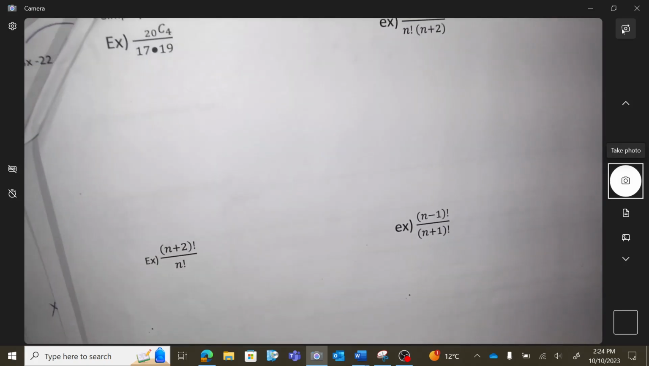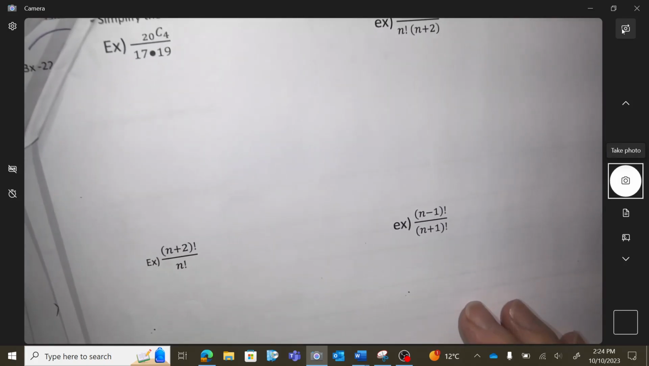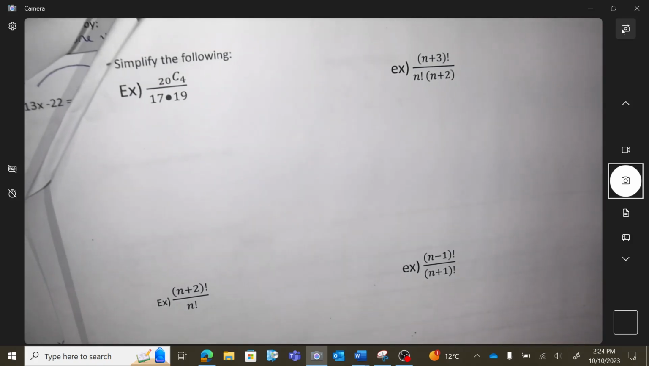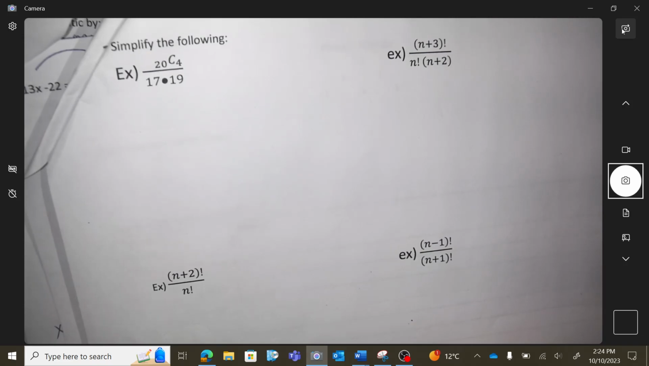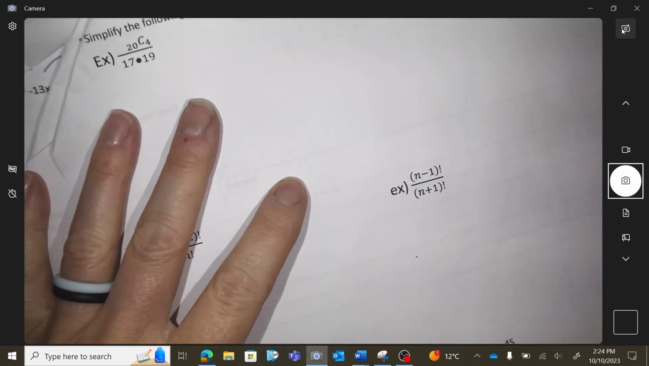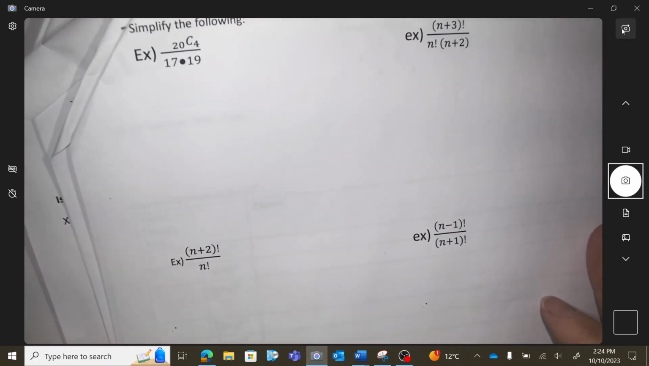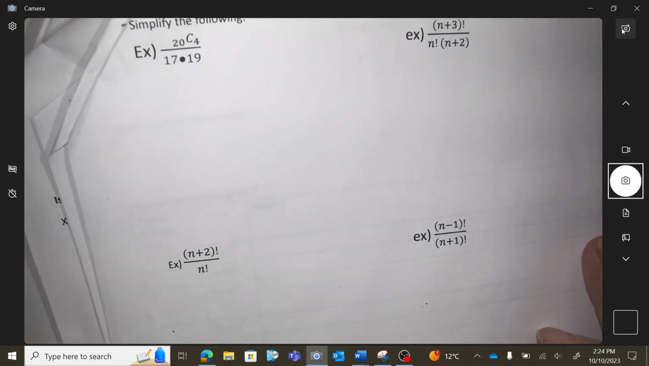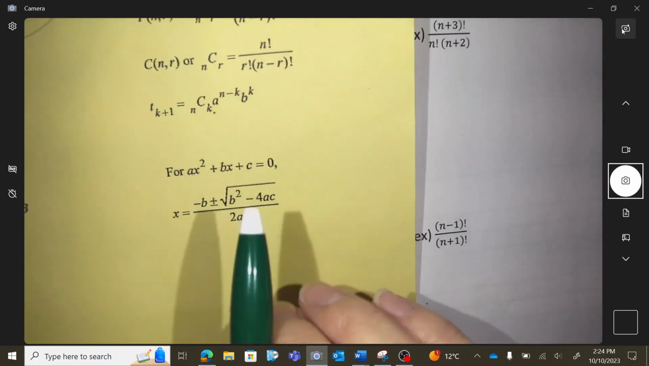Okay, so simplify the following. So these are just expressions, and we're trying to simplify them. An expression doesn't have an equal sign. So 20C4. I'm going to look at my formula sheet.